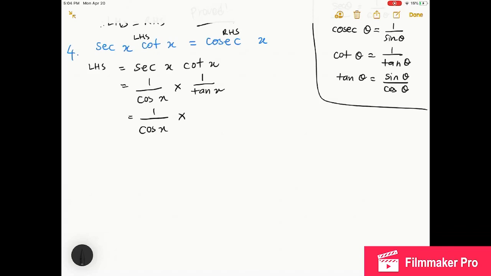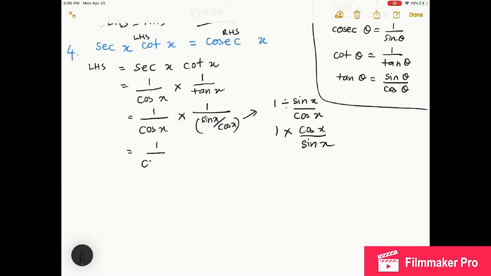So I know that tangent x is actually sine x over cos x, right? So how to change this? So 1 divided by sine x over cos x. This should be cos x over sine x. Okay, so 1 times cos x over sine x, it is cos x over sine x.